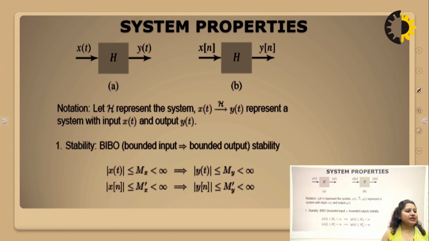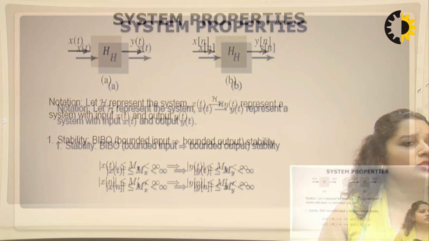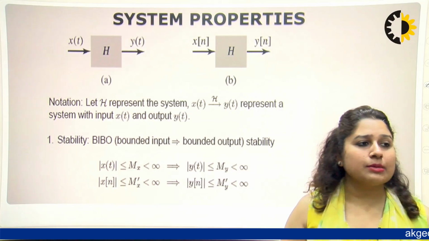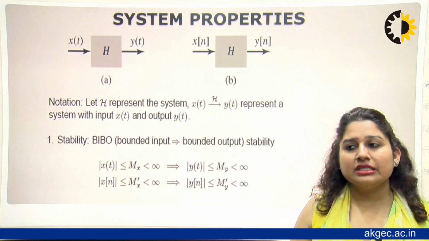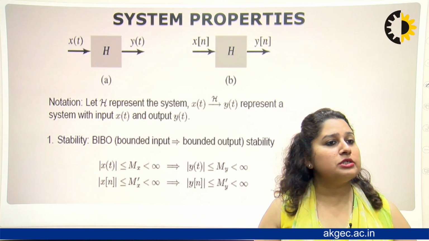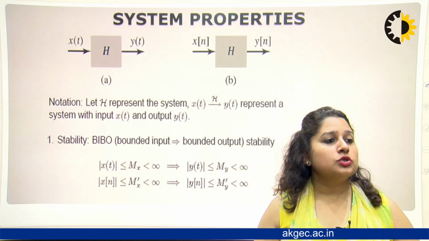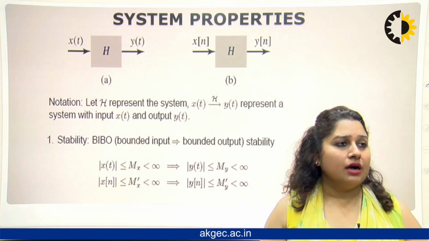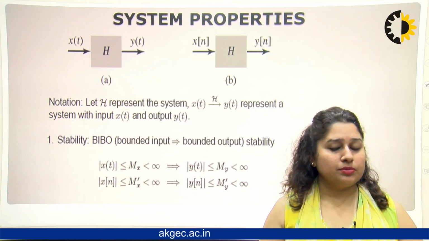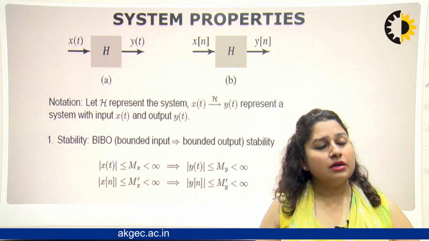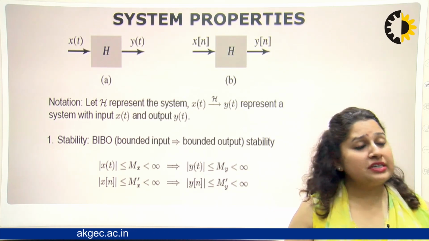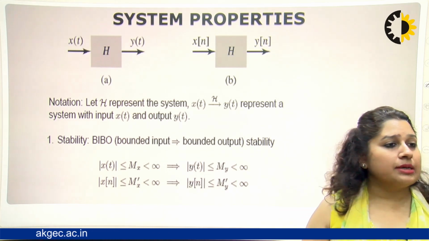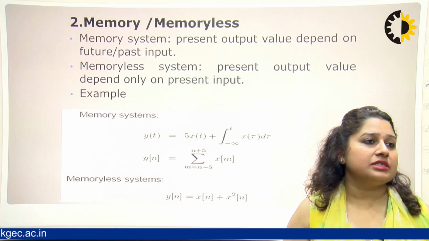There are some properties of this system. The first one is stability. We have to see whether it is bounded input and bounded output. It is called BIBO stability. If we give the input as a bounded signal, the output must be a bounded output. If that happens, then it is a stable system. Otherwise, it is an unstable system.